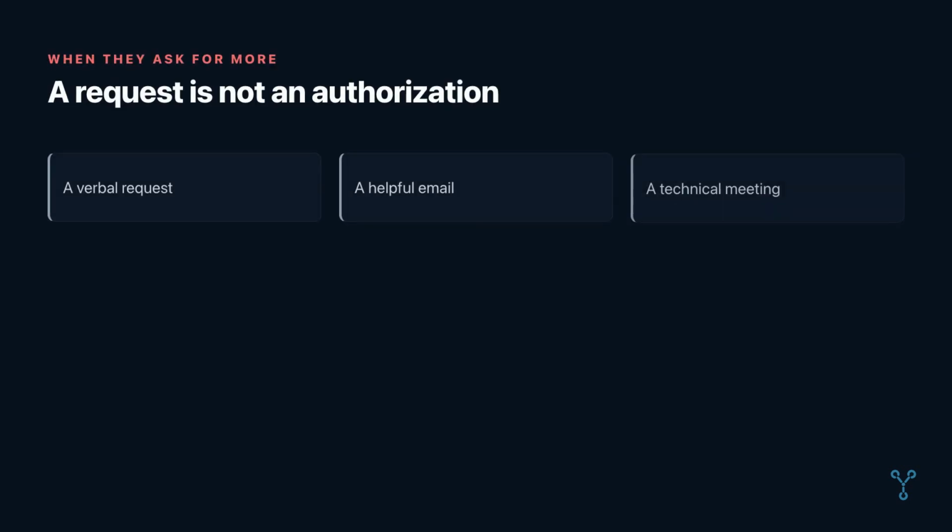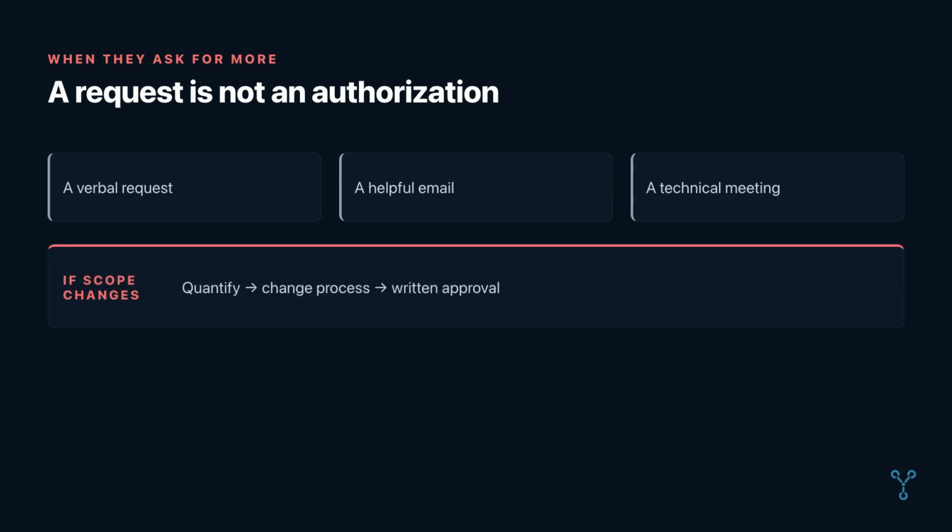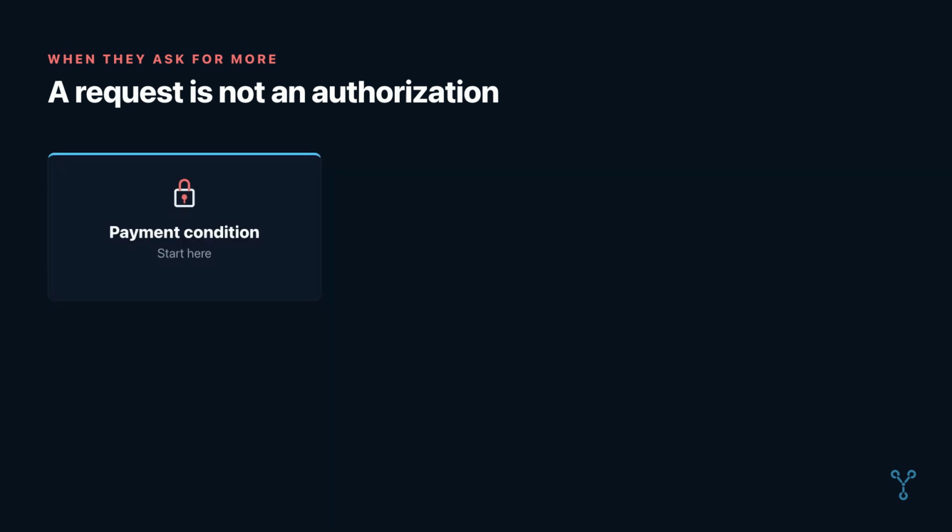That sequence matters when a client asks for something extra. A verbal request, a helpful email, or a technical meeting does not necessarily authorize additional fee or expense. If the request changes the scope, effort, price, or schedule, quantify it and follow the contract's change process before committing the extra work. Get the correct approval in writing.